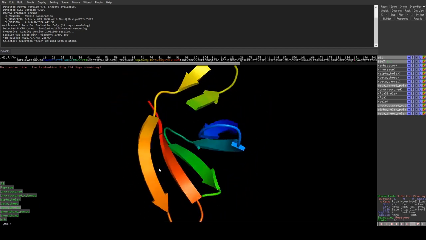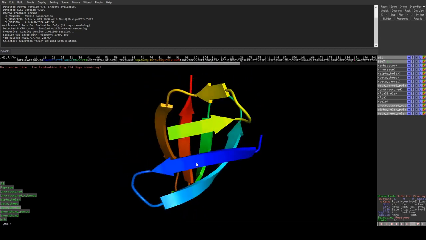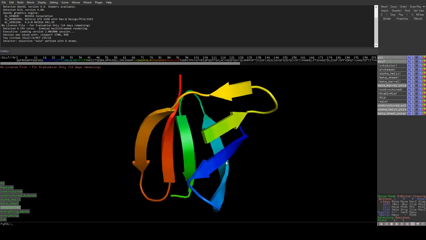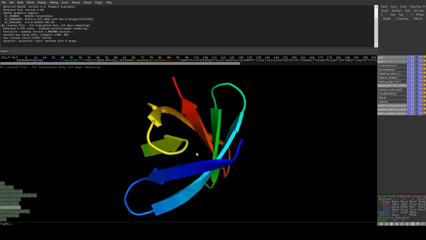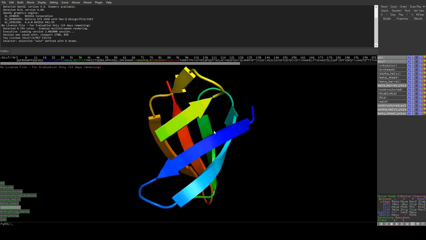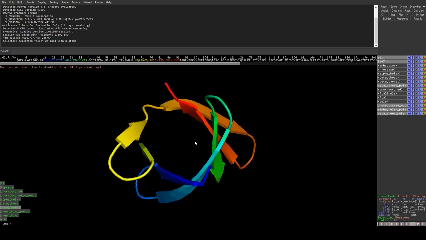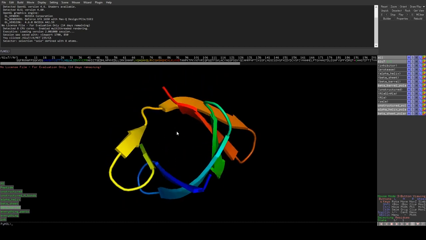right? So you can see those are many, many basically layers of this beta pleated sheet, and they arrange in a circle around each other. And in the middle, you can see there's a hole, which is hollow, or filled with side chains. That might also be a possibility.